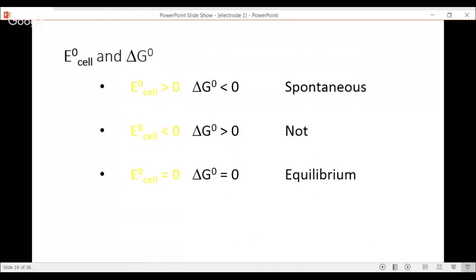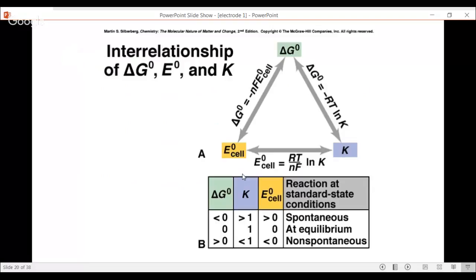Okay. So now if delta G0, that is the standard state free energy change, is less than 0, it is a spontaneous reaction. If it is greater than 0, it is not a spontaneous reaction. If it is equal to 0, it is an equilibrium reaction. So therefore the standard cell potential E0 has an interrelationship with delta G0. Delta G0 is minus nFE0.